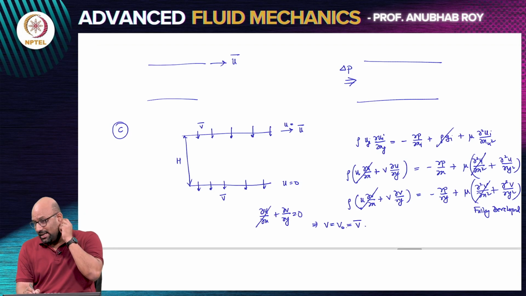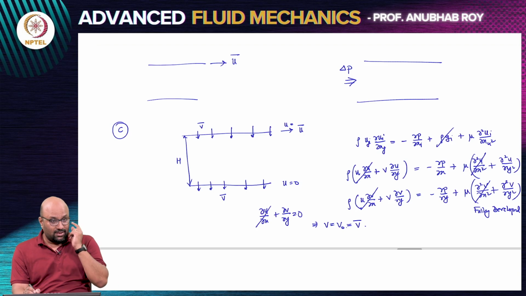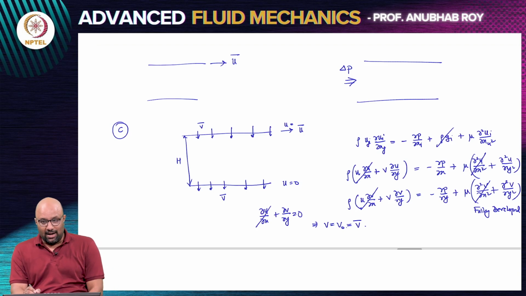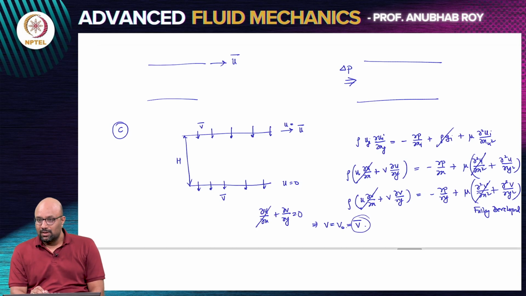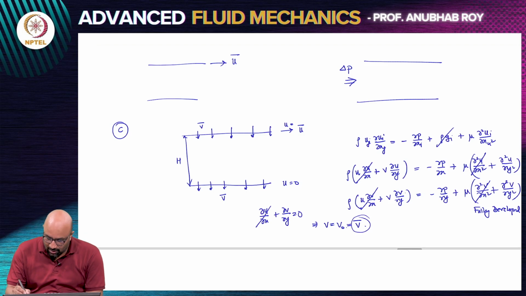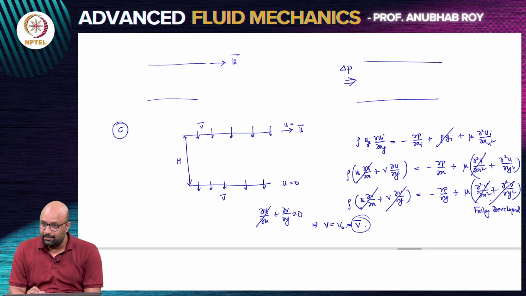So, the velocity in the y direction is a constant based on the fully developed assumption, and because the walls are permeable, there is a certain fluid inflow and outflow through the top and the bottom wall. The y component of velocity is the same constant value throughout the domain. So, v is a constant. Now, because v is a constant, this term goes to 0, so would this particular term, and we are not applying any pressure drop along the x direction.